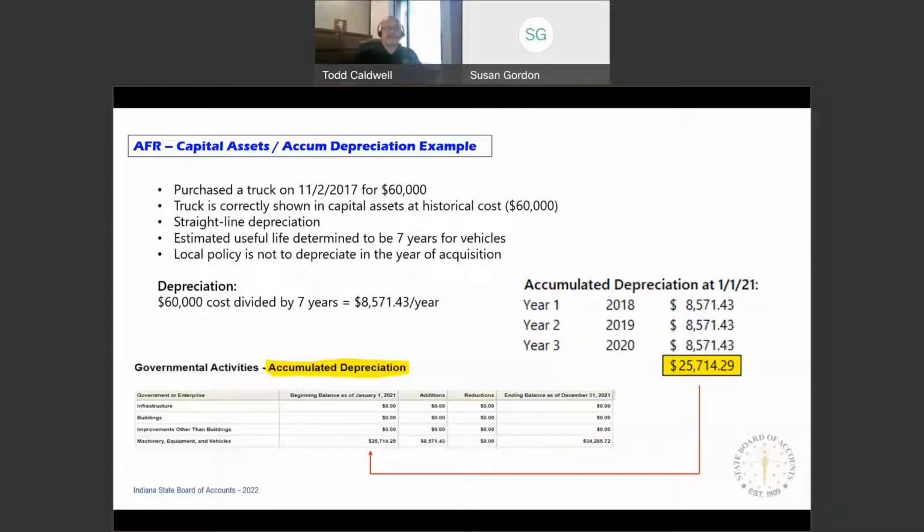Then our additions to depreciation will be the $8,571.43 for each year. So our depreciation in 2021 is going to go in that column. As you do the math across, you'll come up with the ending balance of accumulated depreciation at the end of the year of $34,285. Again, that's a very simple example where there's just one asset, but I wanted you to see how you come up with those beginning numbers and where they go in the report, and your depreciation for the year and where that goes in the report, and how your ending balance will come out. That will go in your note disclosures again.